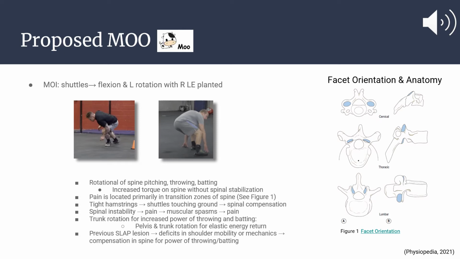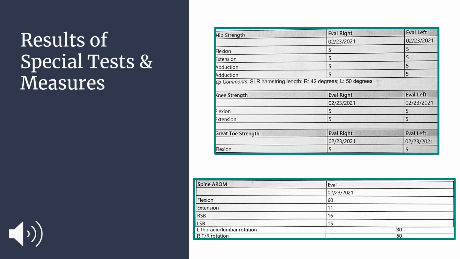Of course, it was just a type 1 treated conservatively, but there is a possibility that the deficits still existing in his shoulder mobility or mechanics could lead to compensation in his spine for generating the same amount of power needed for throwing and batting. Results of special tests and measures.